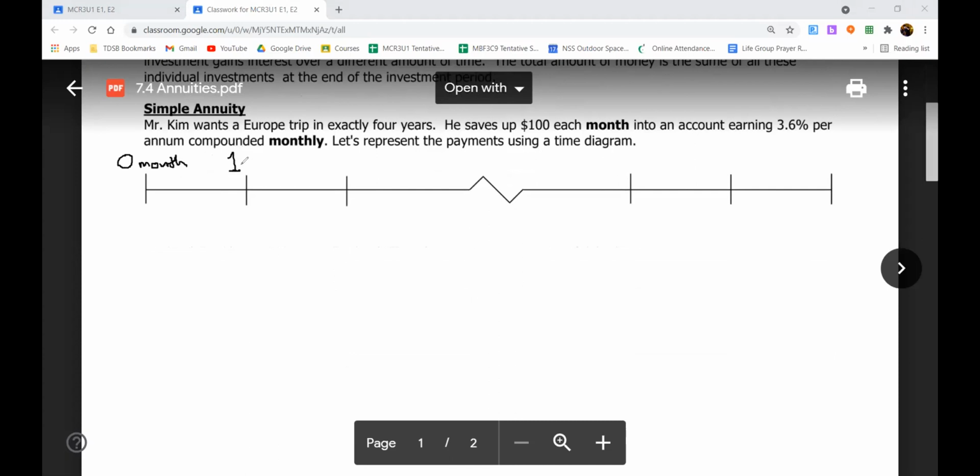0 months. This is 1 month. That's 2 months. 3, 4, 5, 6. If that last payment is 48 months, that means this must be 47. That means this must be 46.